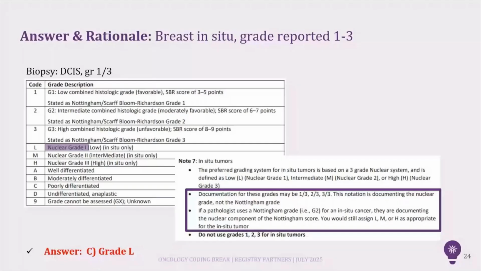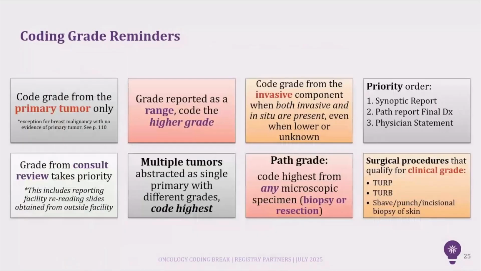Okay, so here are some grade reminders. So we're finished with the grade questions. Code grade from the primary tumor only. So if you don't have a primary tumor biopsy and all you have is a grade from, say, a liver met or somewhere else, you cannot use it. Now, there is an exception for breast that I stuck there in that box.